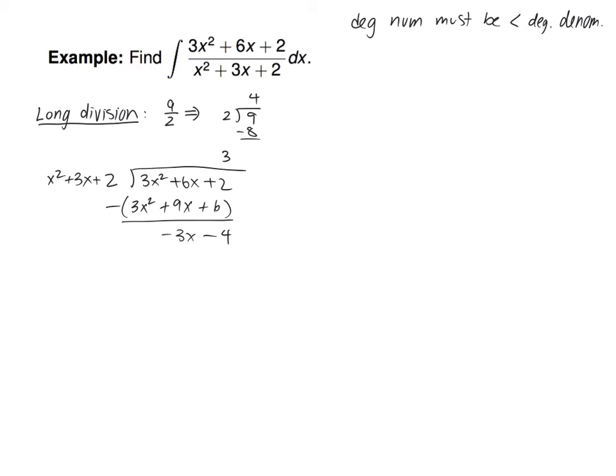Because you do 6 minus 9, which is negative 3, right? 2 minus 6 is negative 4, okay? So that tells you that this is the same thing as 3 plus negative 3x minus 4 over x squared plus 3x plus 2.